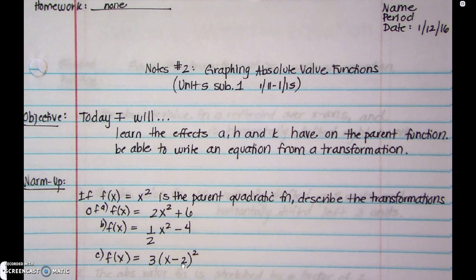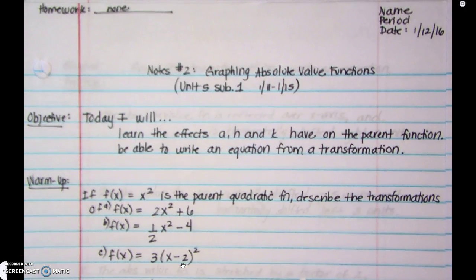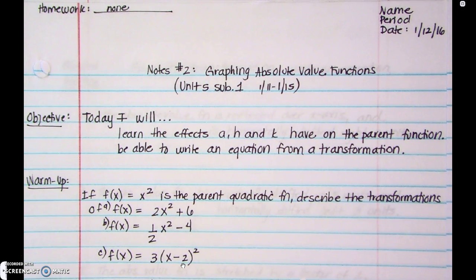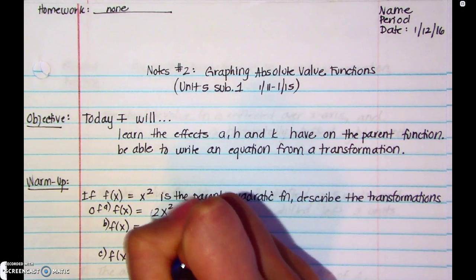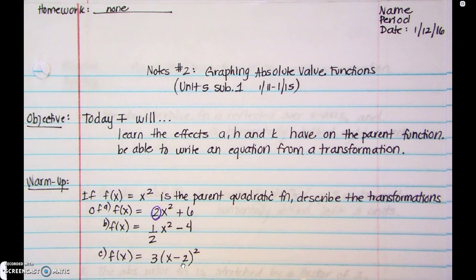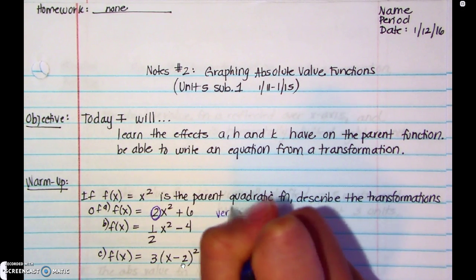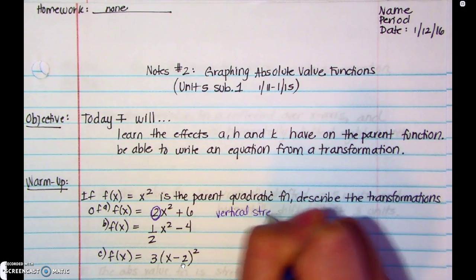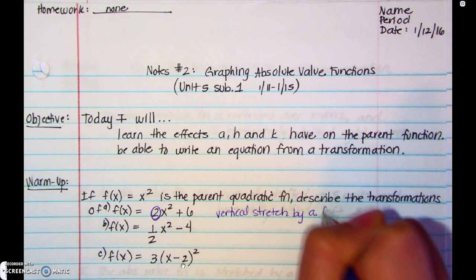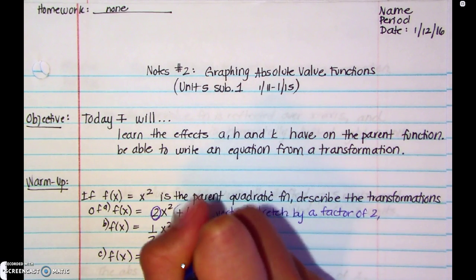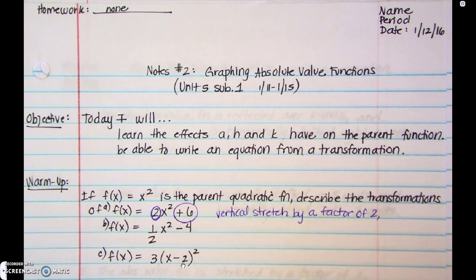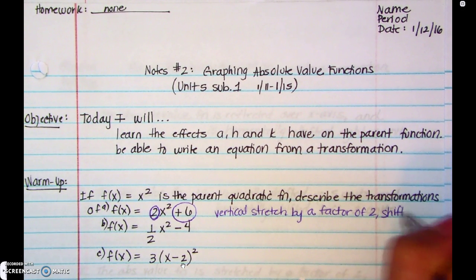So your warm-up is to kind of refresh your memory. If you have a function that is equal to x squared, which is a quadratic function, okay, this is the parent quadratic function, describe the transformations. So if I have f of x is equal to 2x squared plus 6, what does the 2 in front of the x squared do to the function? Hopefully you guys said it correctly. It is a vertical stretch by a factor of how much? By a factor of 2. Good. And then what does the plus 6 do to the function on the outside? It shifts it up 6 units.